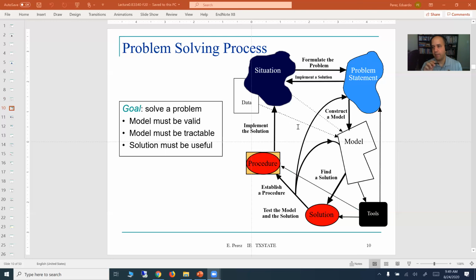Especially if there's a time period association between decisions, we want to make sure that we are taking that timeline into account in our decisions. And the solution must be useful, in the sense that it is practical, something that we can apply, something that we can actually implement in the situation.